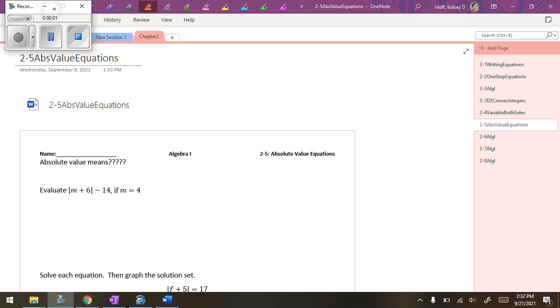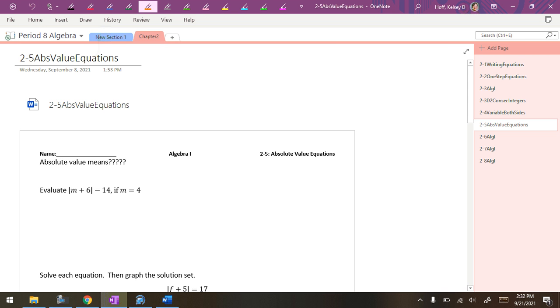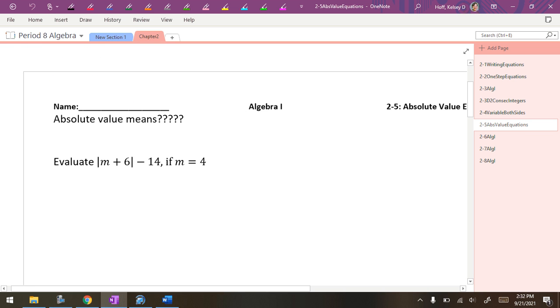Next curveball: the most commonly missed problems on your test are absolute value problems. I've taught this a thousand different ways, and we forget the rules. So try your absolute best to remember your rules here. But the real question is, what does absolute value even mean?